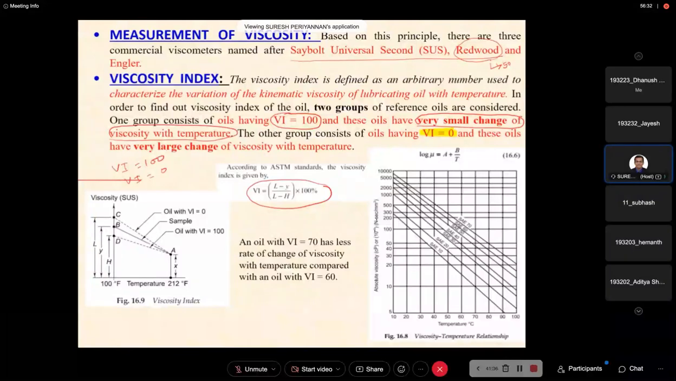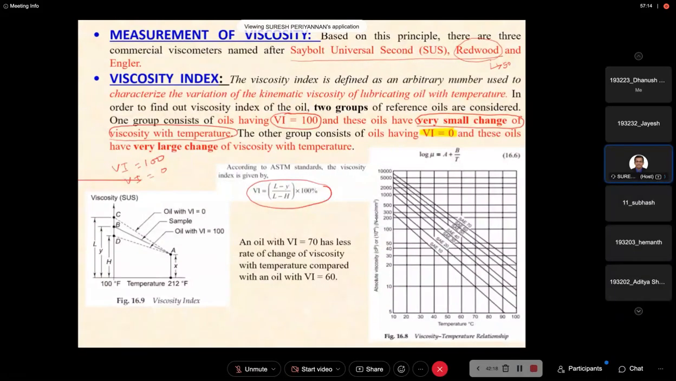Means that for the two oils, one oil which I assumed to be A, when the temperature changes from room temperature 27 to 28 degrees, the viscosity change is going to be very small. For example, the viscosity of the VI 100 oil is 100 at 27 degrees Celsius. Suppose at 28 degrees Celsius, it may be 99, right? Very small changes.